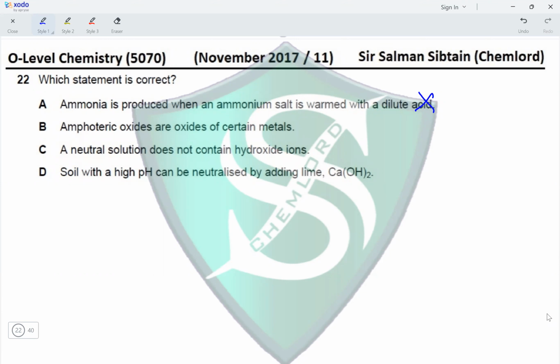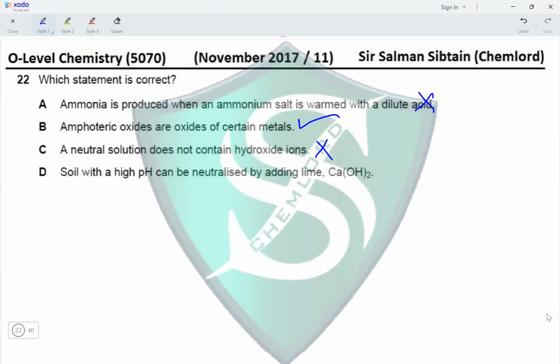Amphoteric oxides are oxides of certain metals. Yes, amphoteric oxides do contain certain metals, like Al2O3, which is amphoteric, and zinc oxide, which is amphoteric, containing the metals aluminum and zinc respectively. A neutral solution does not contain hydroxide ions. A neutral solution is a solution in which the concentration of H positive and OH negative ions are equal. So it does contain hydroxide ions.